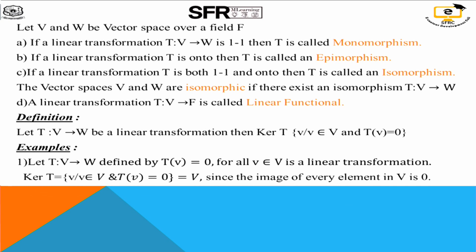Suppose you take a linear transformation T between the vector spaces V and W. Kernel T is the collection of all elements of V whose images are equal to the 0 element, that is the identity element in W. That collection is called kernel T. Here we can see some more examples of kernel T.